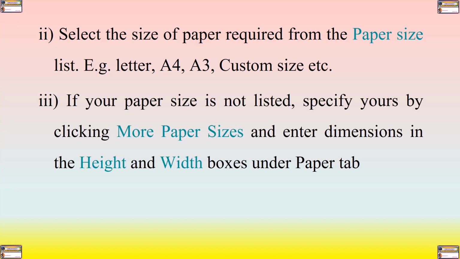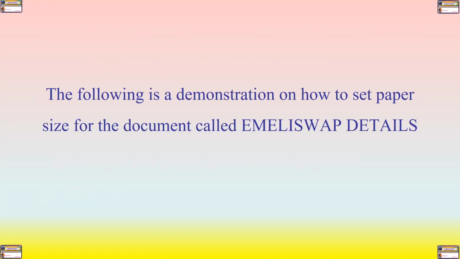If your paper size is not listed, you can specify yours by clicking More Paper Sizes and enter dimensions in the height and width boxes under Paper tab. And then you click on OK. So the following is a demonstration on how to set paper size for the document called MLSwap details.